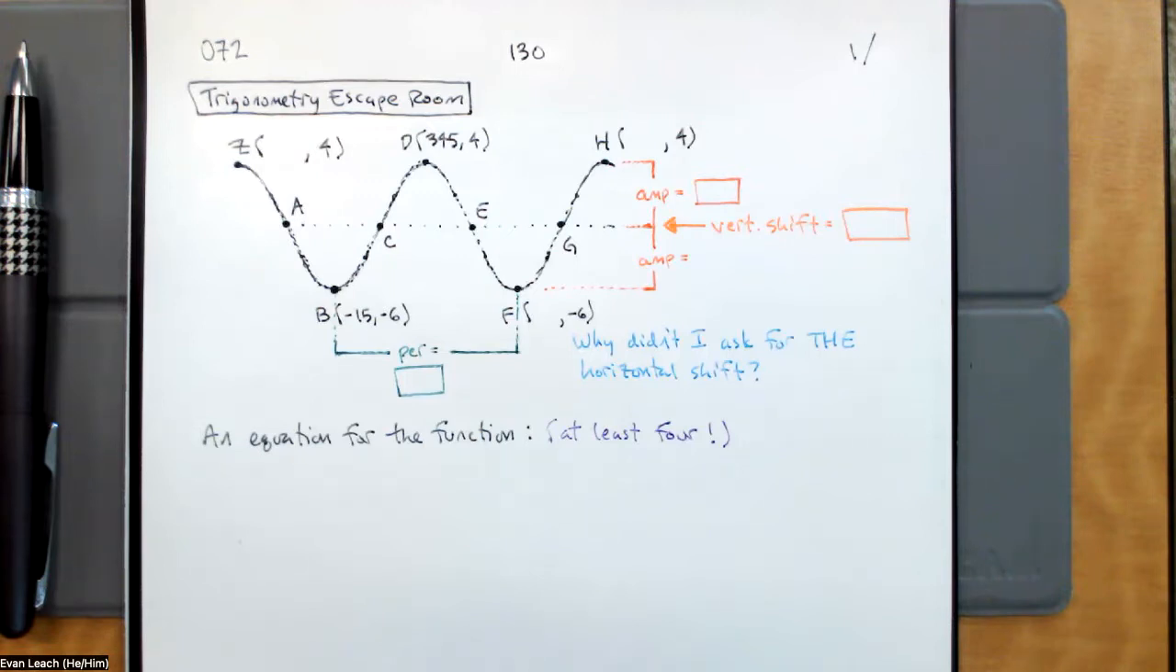Perfect. Notice that B has an X coordinate of -15, and D up at the top has an X coordinate of 345. So that's 360 apart. But that's from the bottom to the top. That's only half of a period. So you multiplied by 2, and you got a period of 720.